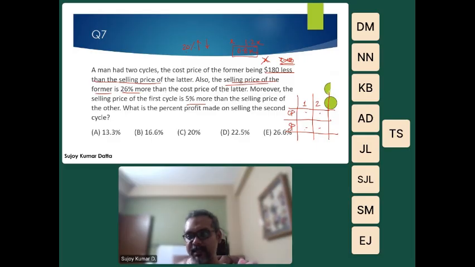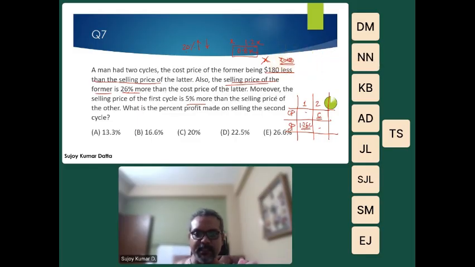So if I start with that, let's say the cost price of the latter is C. We don't know how much it is. So the selling price of the first one is 26% more. So it's going to be 126%, which means 1.26 C. Till here, is it fine? 26% higher, so 1.26 C.